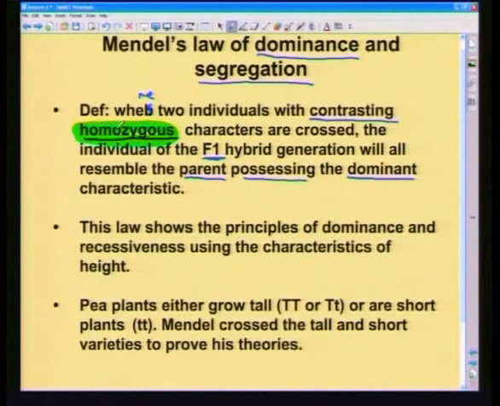2 parents with homozygous characteristics, okay, they are homozygous. The offspring in the F1 will resemble the parent with the dominant characteristic. Now, this law shows the principles of dominance and recessiveness using the characteristic of height. Now, that's what Mendel used. Remember, we're looking at him and his use of garden peas. He used tall garden peas and dwarf garden peas, and he then mixed the 2 together.